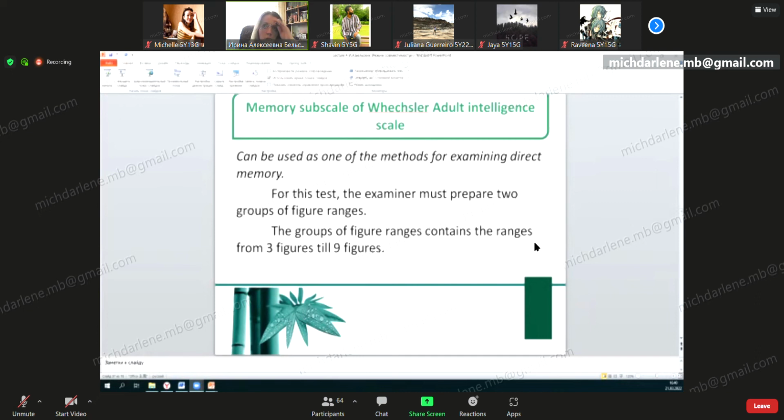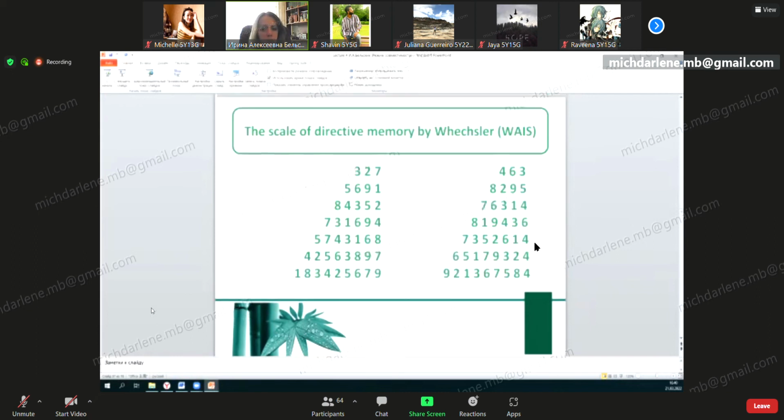Okay, let's continue. So, the scale of directive memory by the Wechsler test. The psychologist reads the first range of 3 figures from the first group of ranges, and the patient is instructed to repeat this range first in direct order, then in opposite order. If the patient was successful, the psychologist reads the next range with 4 figures, and so on. If the psychologist finds the level at which the patient cannot repeat the figures in direct or in opposite order, he must give the patient a range of the same difficulty, I mean the same number of symbols, from the parallel group of ranges, from the second one here, yes?